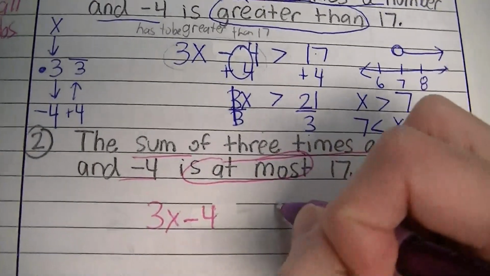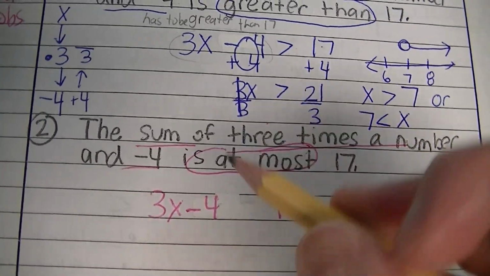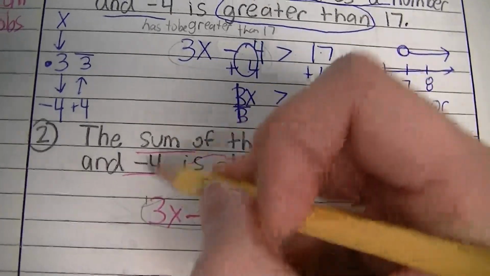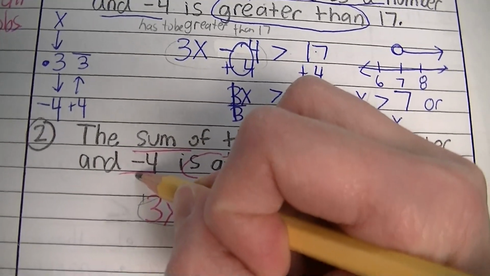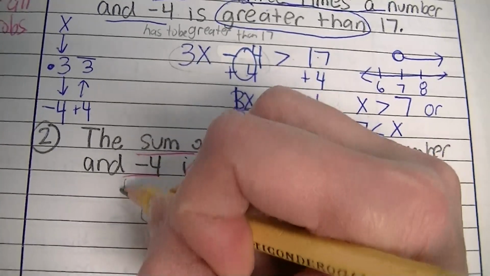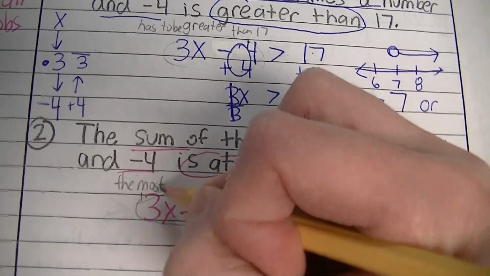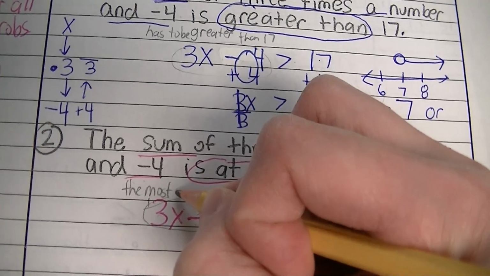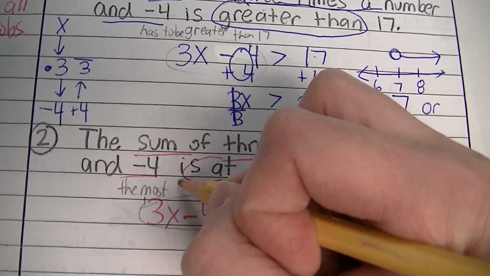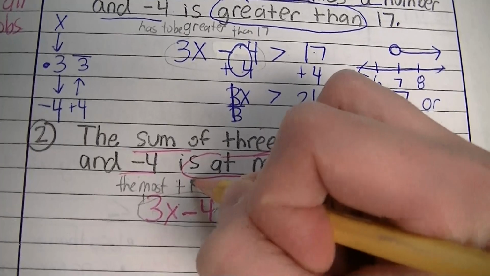Okay, and at most it's going to be 17. So before I do the inequality symbol right there, I'm going to think about this. It's going to be, the most this can be is 17. So this is at most 17. The most, and I just write little notes right here to help you recognize which inequality to use, because I'm not going to tell you which one to use on a quiz or an assessment.